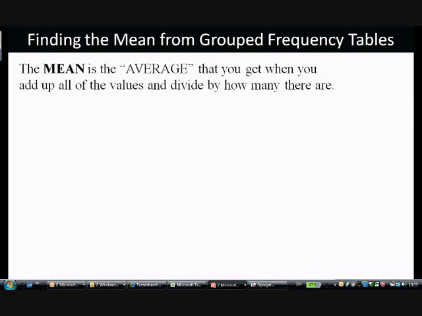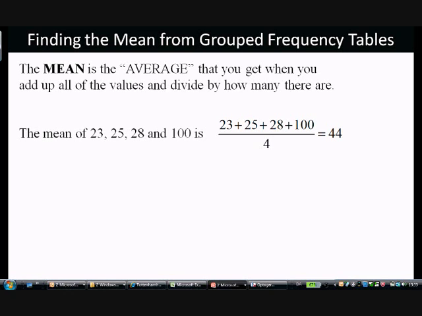So just to remind you what the mean is, it's the thing that's called gennemsnit in Danish, and it's the average that you get when you add everything up and divide by how many things there are. So if you've got 23, 25, 28 and 24, add them all up, divide by 4 because there's 4 of them, and that makes 44. So the mean is 44. So just write that down, pause the film if you need to.